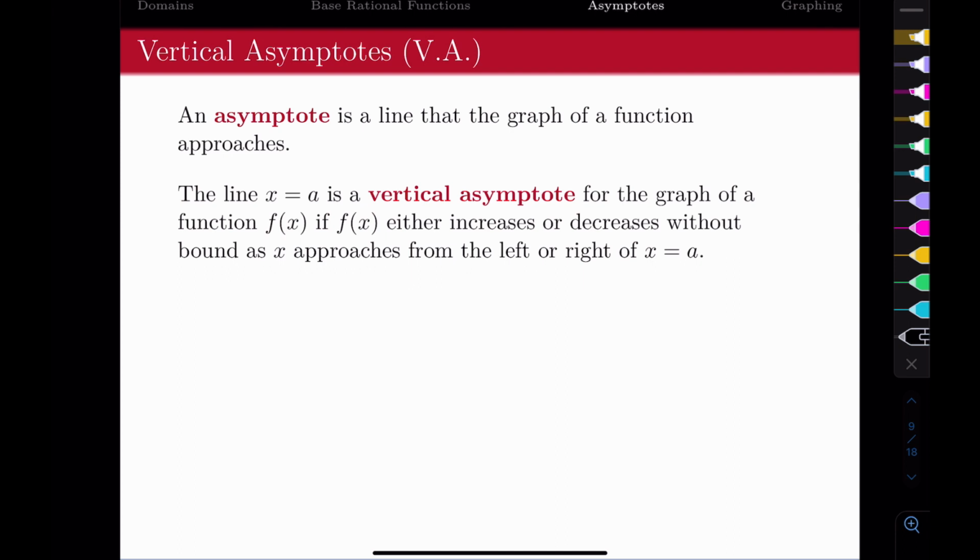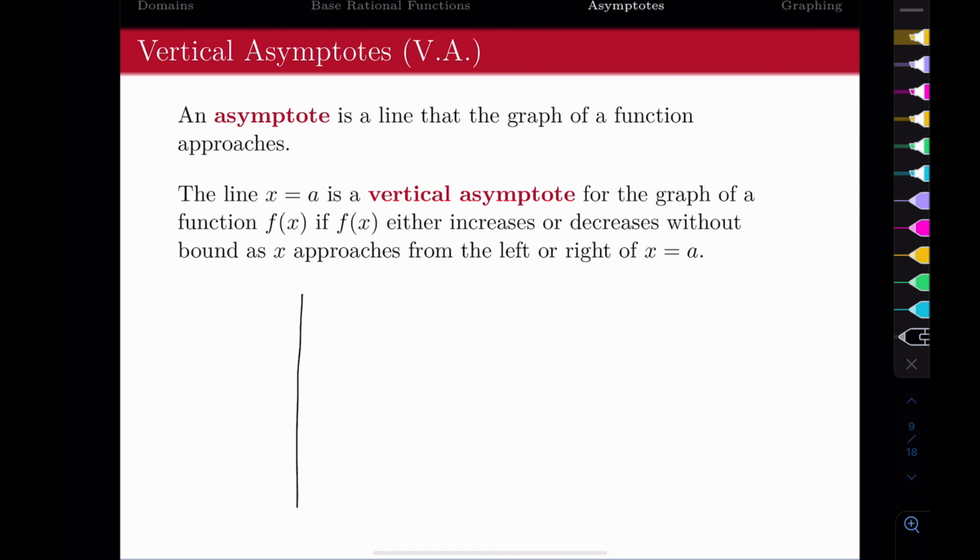So we have a couple different types. The very first type we're going to talk about is a vertical asymptote. But all we mean by this, an asymptote, is a line that our graph is going to approach. So we have to hug it at some point. For a vertical asymptote, what that means is it's some kind of vertical line that our graph is hugging.